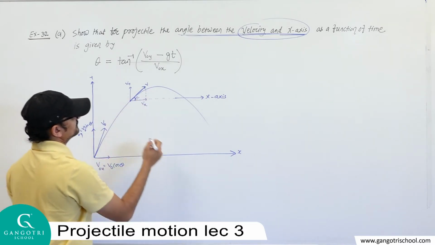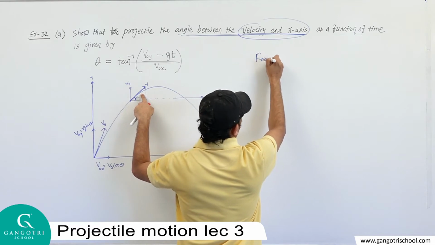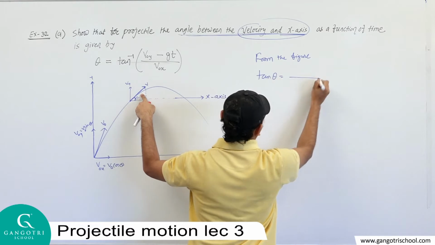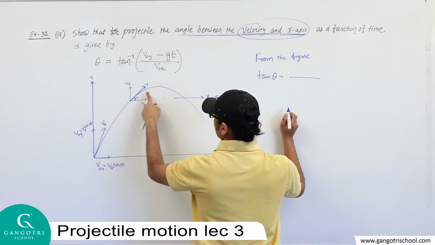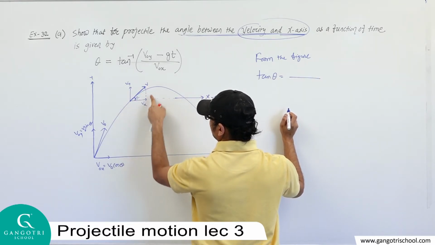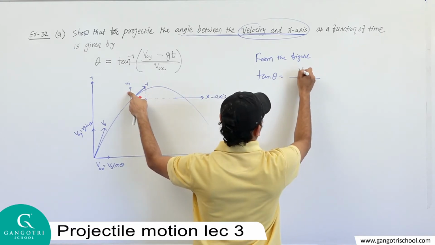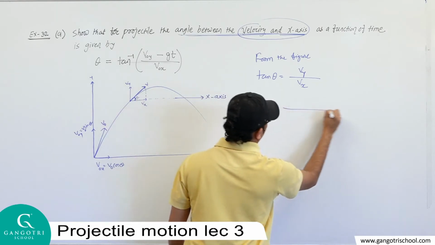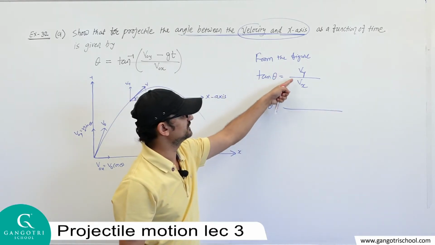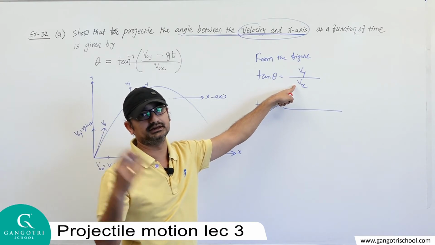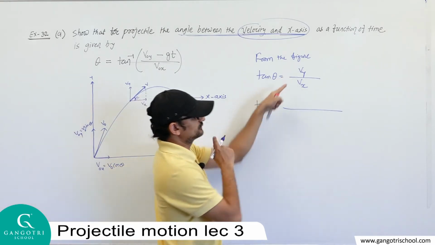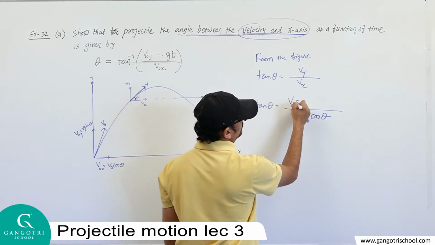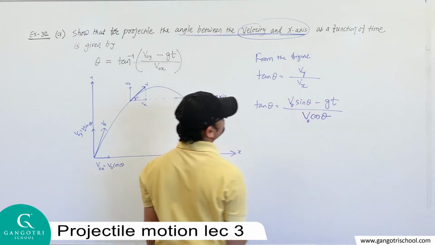Look at here. In this triangle, from the figure, tan theta is equal to opposite side upon adjacent side. Opposite side is equal to Vy and adjacent side is equal to Vx. Now dear student, try to recall the equation of vertical and horizontal velocity. We already derived it in the theoretical part. Horizontal velocity is v0 cos theta. Vertical velocity is v0 sin theta minus gt.